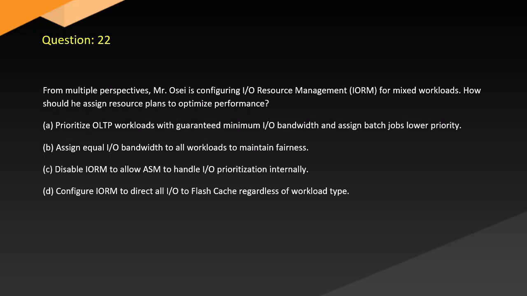Question 22. From multiple perspectives, Isto is configuring IO resource management (IORM) for mixed workloads. How should he assign resource plans to optimize performance? A. Prioritize all workloads with guaranteed minimum IO bandwidth and assign batch jobs lower priority. B. Assign equal IO bandwidth to all workloads to maintain fairness. C. Disable IORM to allow ASM to handle IO prioritization internally. D. Configure IORM to direct all IO to flash cache regardless of workload type.